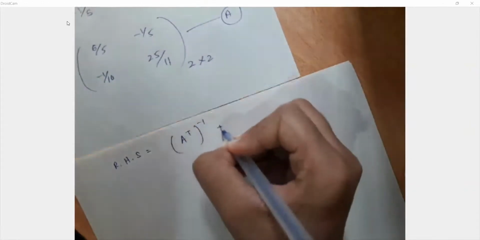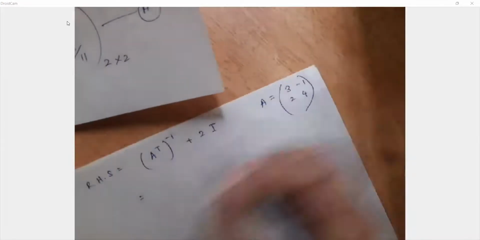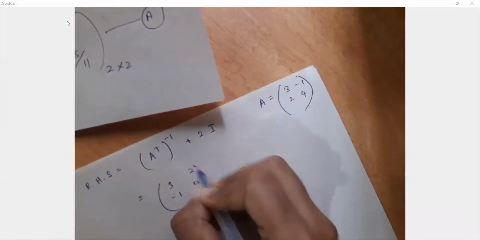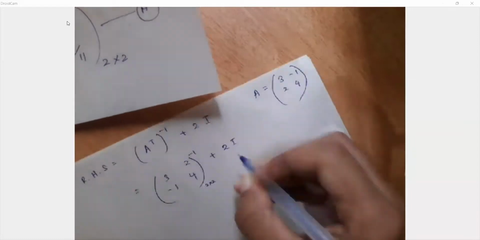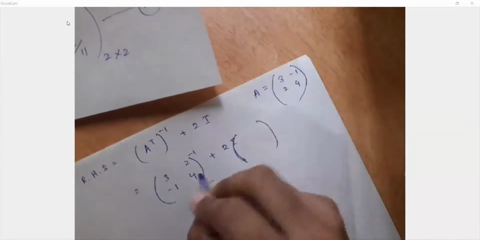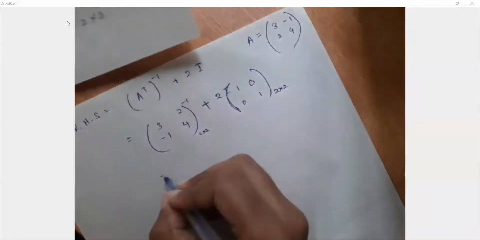Now what is the right hand side? A transform inverse plus 2I. What is our A transform? Our A is now what? 3 minus 1, 2, 4. So A transform means 3 minus 1, 2, 4. A transform inverse plus 2I. Now this is a 2 by 2, so I should also be 2 by 2, if we have to add something: 1, 1. Now continue this one and check whether we get B here. Check whether A and B are equal or not and continue.